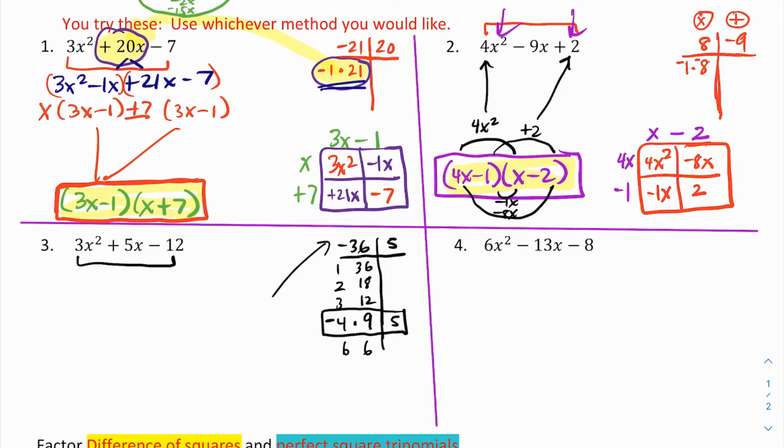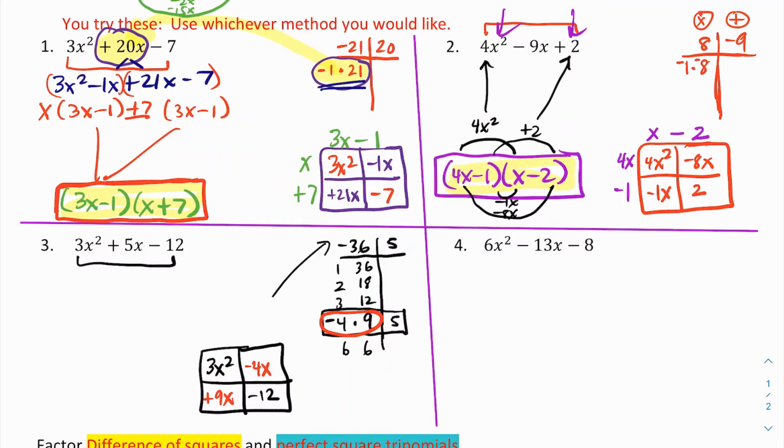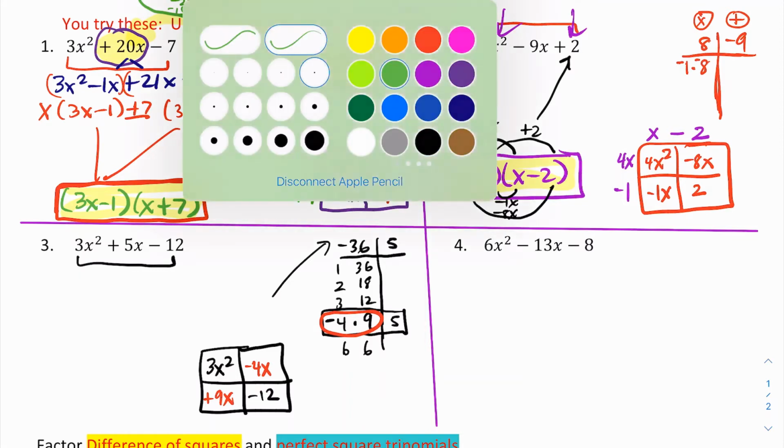So using the box method, I'll go ahead and use the box, since I'm assuming most of you are going to be using the box method. Okay, so this is 3x squared. Then in the box, you have to use these two numbers: minus 4x plus 9x. And then we use the last number, which is negative 12. Make sure you choose the signs that go with those.